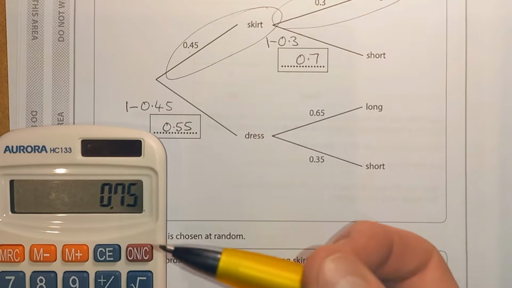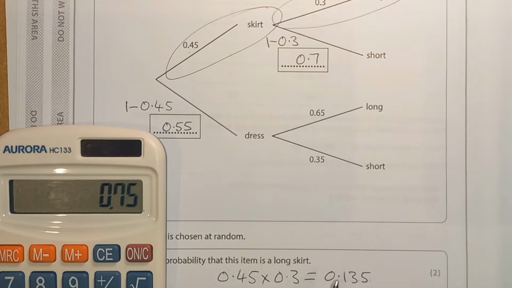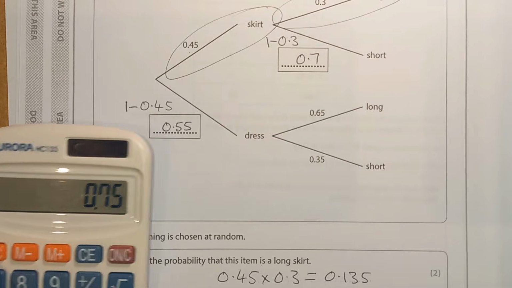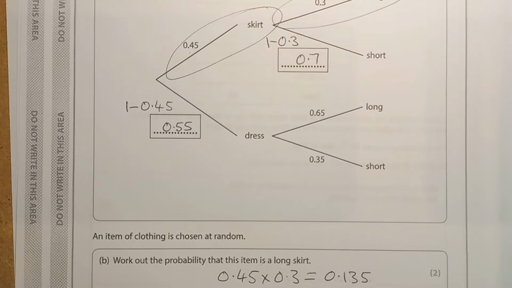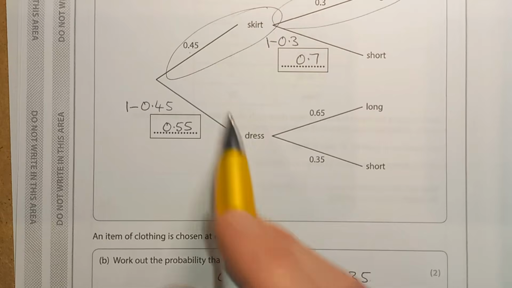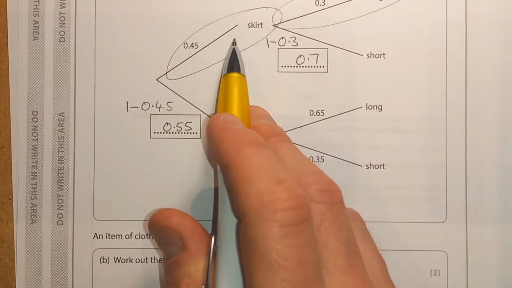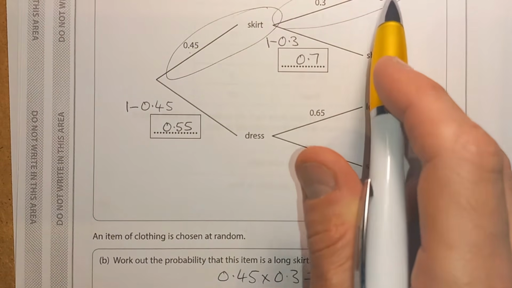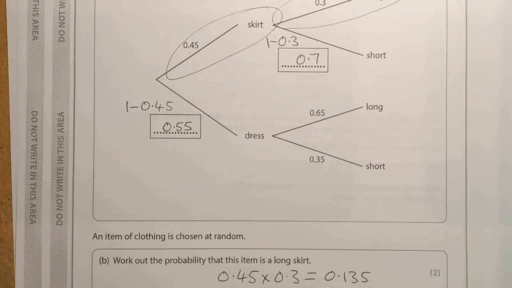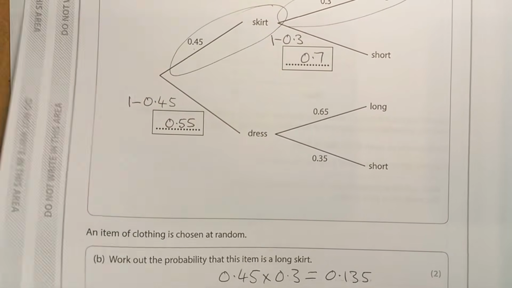So even though it can be a little bit sort of theoretical sometimes, try and look at your answers and think, what does it actually mean? And that should help you to be able to check if you made a mistake or if you've done something that's looking sensible. So here we're saying 0.45, or there's a 45% chance that it's a skirt, and if it's a skirt, there's a 30% chance that it's long. So a 13.5% chance that it's a long skirt seems sort of sensible.